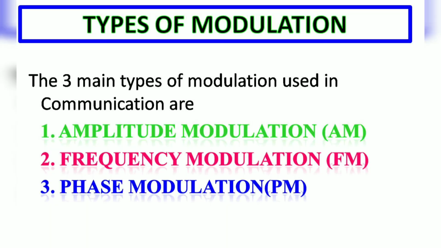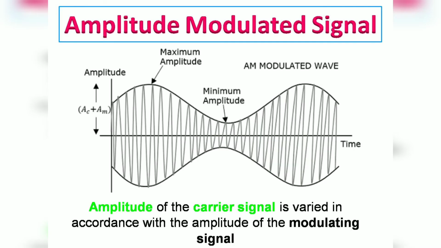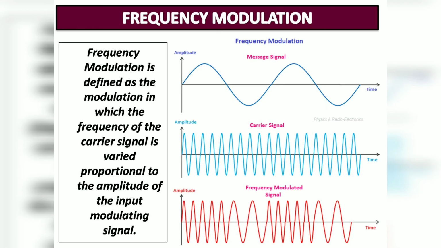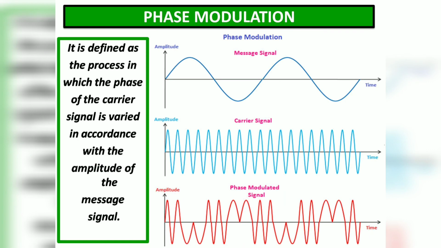The three main types of modulation used in communication are amplitude modulation, frequency modulation and phase modulation. In amplitude modulation, the amplitude of the carrier signal is varied in accordance with the amplitude of the message signal. In frequency modulation, the frequency of the carrier signal is varied in accordance with the amplitude of the message signal. In phase modulation, the phase of the carrier signal is varied in accordance with the amplitude of the message signal.